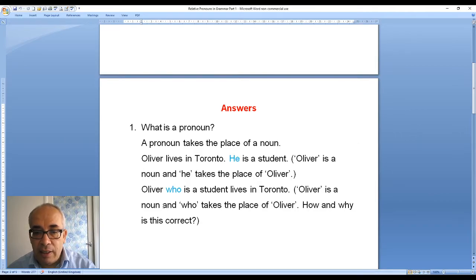Now if I say Oliver, who is a student, lives in Toronto. Oliver is a noun and who takes the place of Oliver. That is why I call who a pronoun. So who is a pronoun. Why? Because it takes the place of Oliver. But how does who take the place of Oliver?